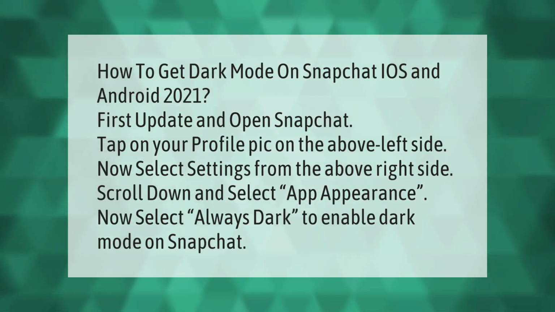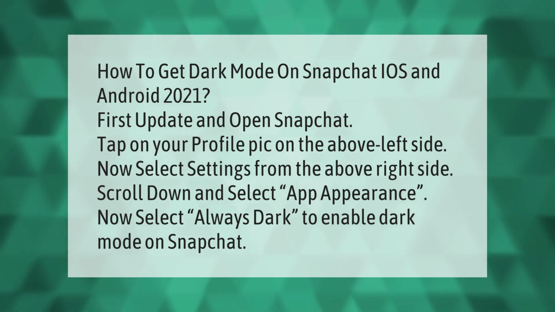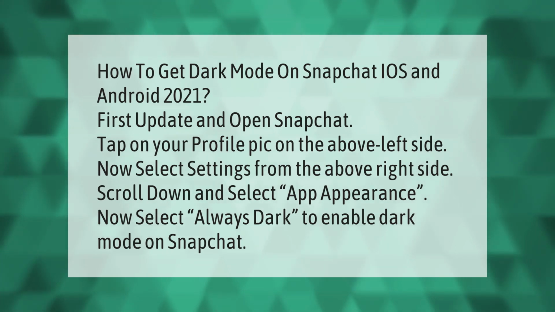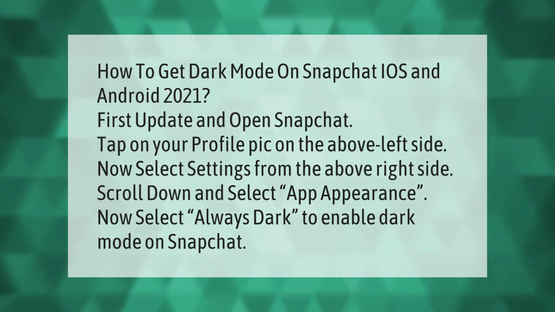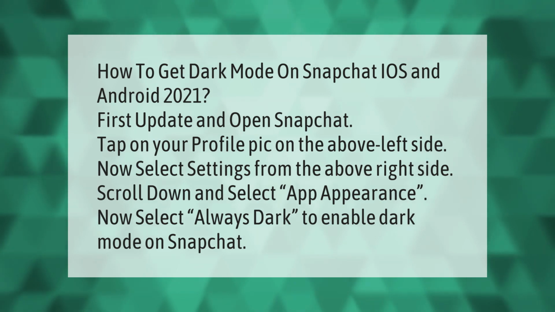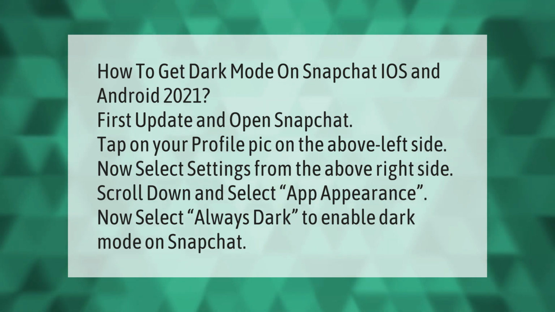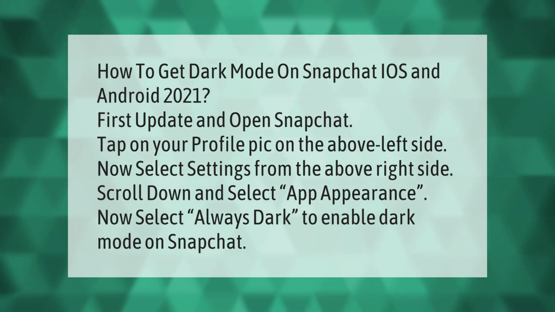How to get dark mode on Snapchat iOS and Android 2021. First, update and open Snapchat. Tap on your profile pic on the above left side. Now select Settings from the above right side. Scroll down and select App Appearance. Now select Always Dark to enable dark mode on Snapchat.